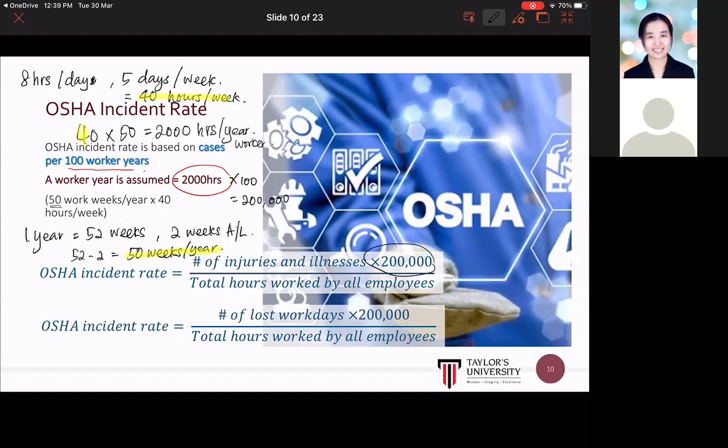So the OSHA incident rates can be counted by injuries or illnesses or by lost workdays. Okay, what is the difference between incidence rate and lost workday? Any idea?